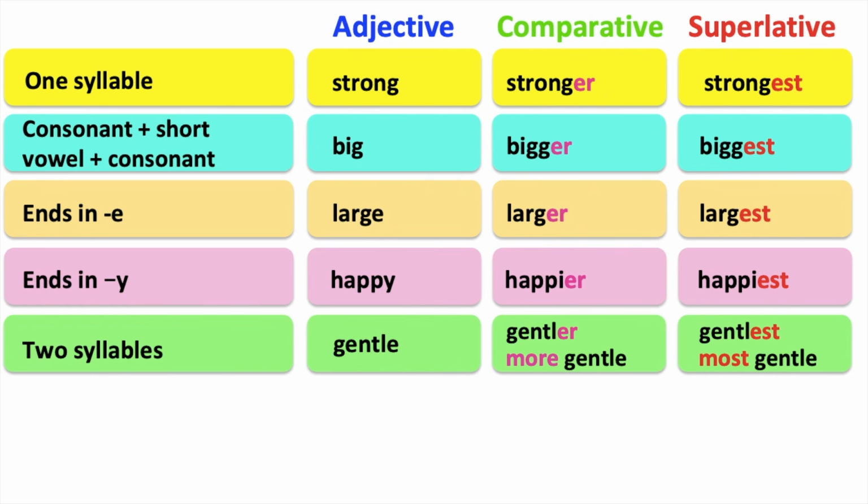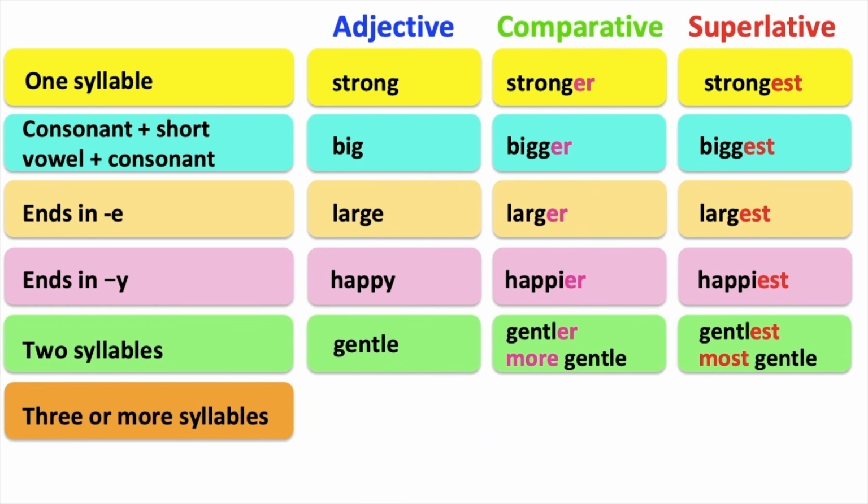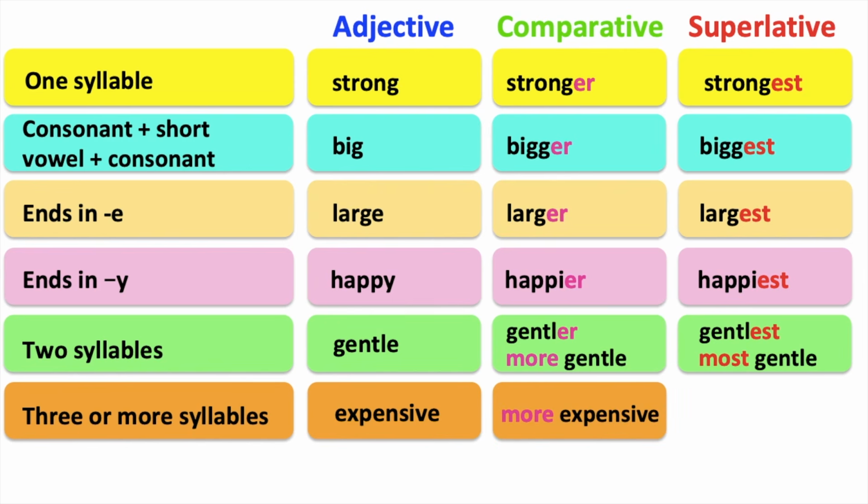For adjectives with 3 or more syllables, we can form the comparative by inserting more before the adjective. For example, expensive becomes more expensive. A common mistake is to add er, expensiver. However, this is incorrect. We say more expensive. When forming the superlative adjective, we insert most before the adjective. Most expensive.